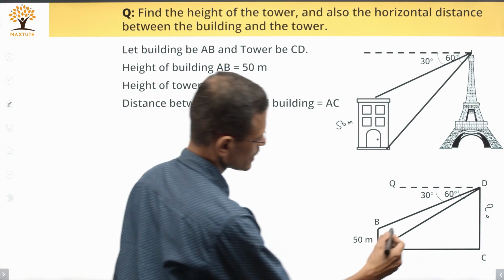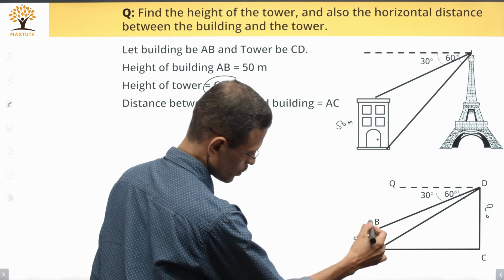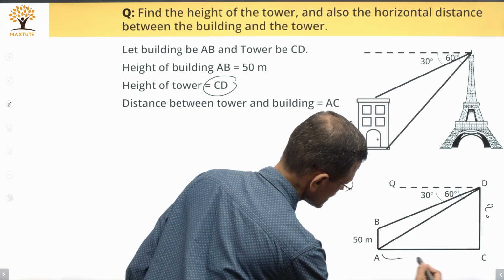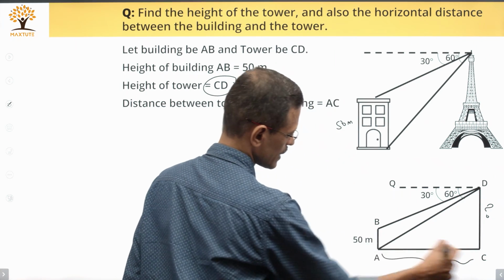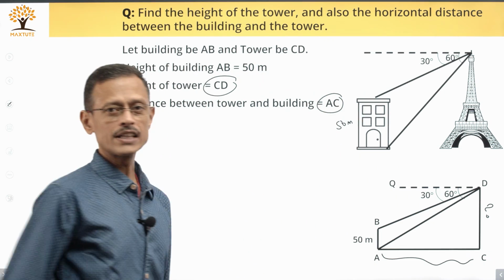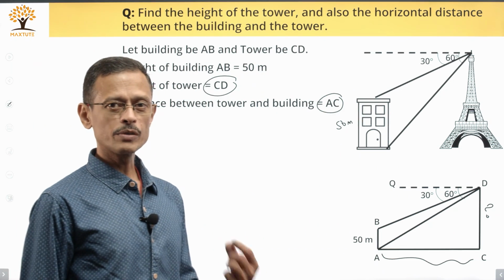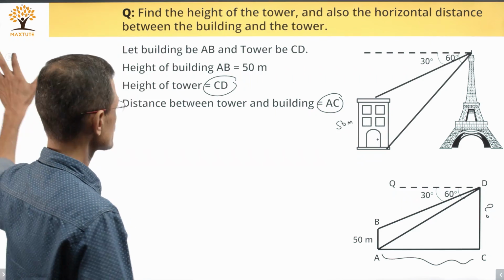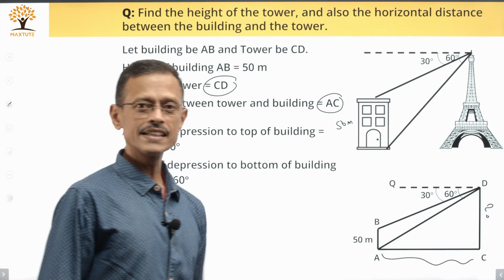The second thing we need to find out: this is the building whose top and bottom are being observed. AC is the distance between the tower and the building. That is the second thing we need to find out. We need to find out CD, we need to find out AC. What information do we have? We have angles of depression. Angles of depression to the top and bottom are 30 degrees and 60 degrees.